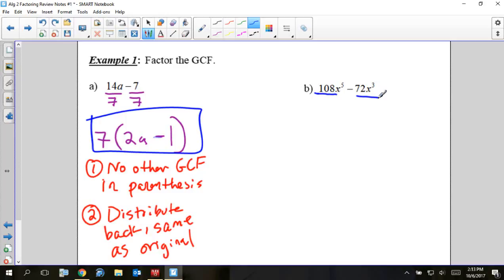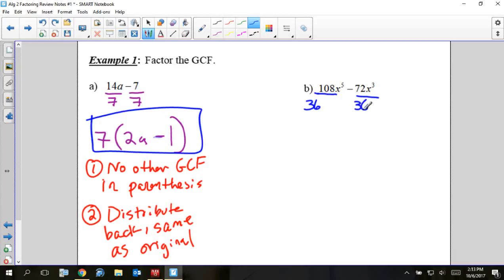What'd you say? 9. What'd you say? 36. Anybody else? 12. Anybody else? 2. All of the answers are right, except we're looking for the greatest common factor. So what's the biggest number that divides out of 108 and 72? 36. So I'm going to divide out the 36 in a moment, but I'm also going to look at the variables.